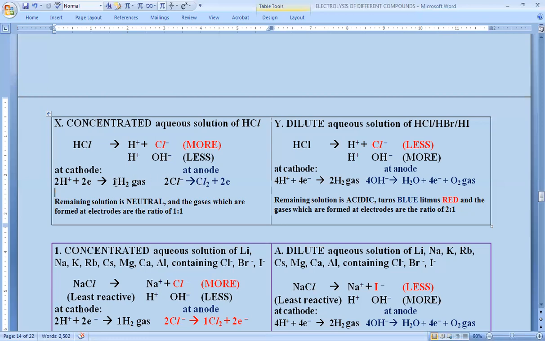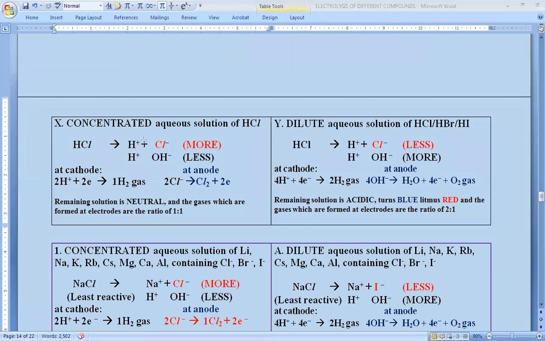If 10 cm³ of hydrogen is produced, then 10 cm³ of chlorine is produced. The ratio remains 1:1. Even if it is 100 cm³ of hydrogen, chlorine is also 100 cm³. If 1 dm³ of hydrogen is liberated, then 1 dm³ of chlorine is liberated. So the ratio remains the same, 1:1. What happened in the remaining solution?